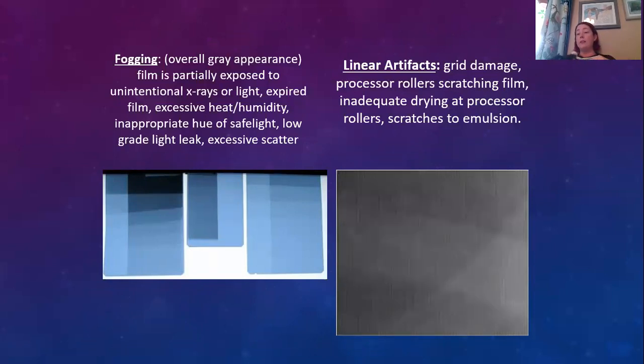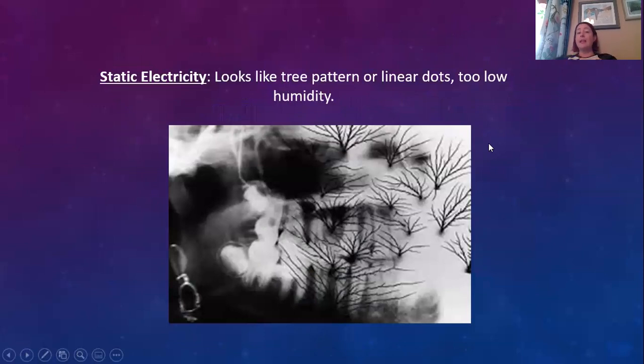Remember that the grid is going to be underneath the table. We could have inadequate drying in the processor. The rollers could scratch the emulsion. The rollers could scratch the X-ray afterwards. And then last, we have static electricity. And this is where we can have static electricity that can actually spark and change our film, adding exposure to it. So it looks like a tree pattern, or it can look like linear dots. This can be due to too low of humidity in the area.